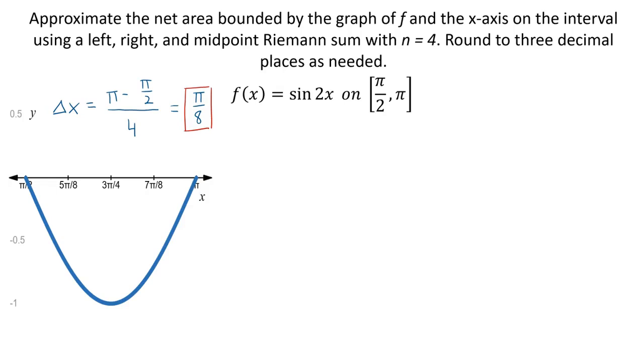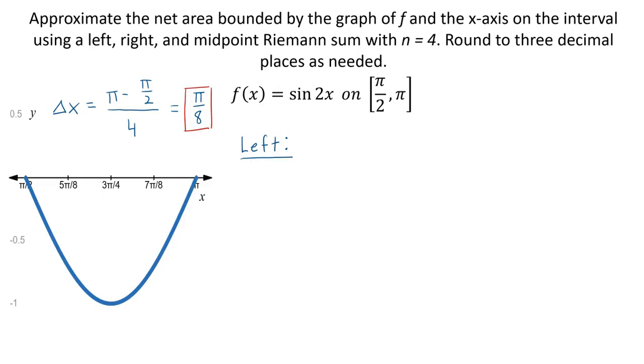The leftmost endpoint is pi over 2. Pi over 8 units from that is 5 pi over 8. Pi over 8 units from that is 3 pi over 4, and then 7 pi over 8, and then pi. All right, let's calculate the left sum.